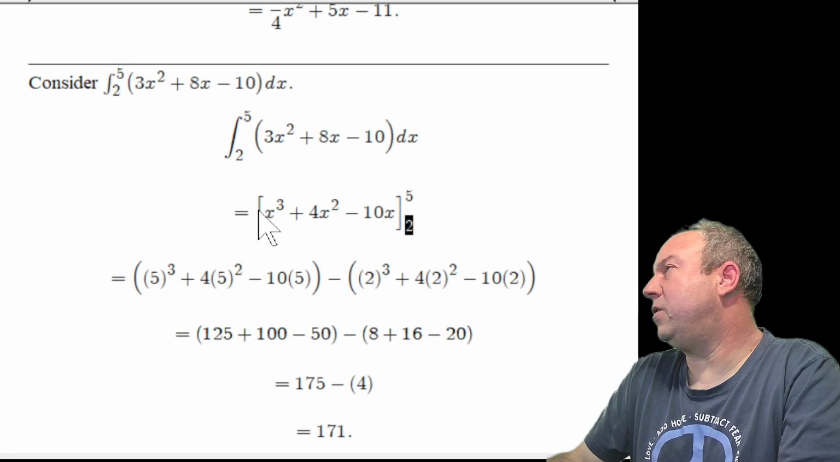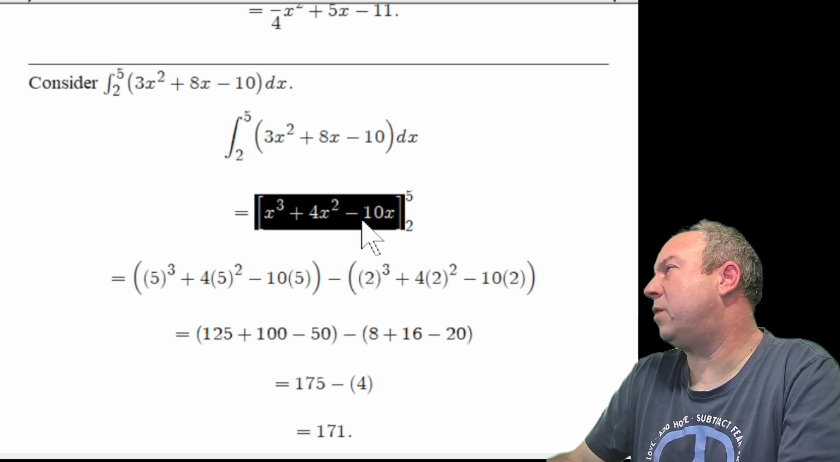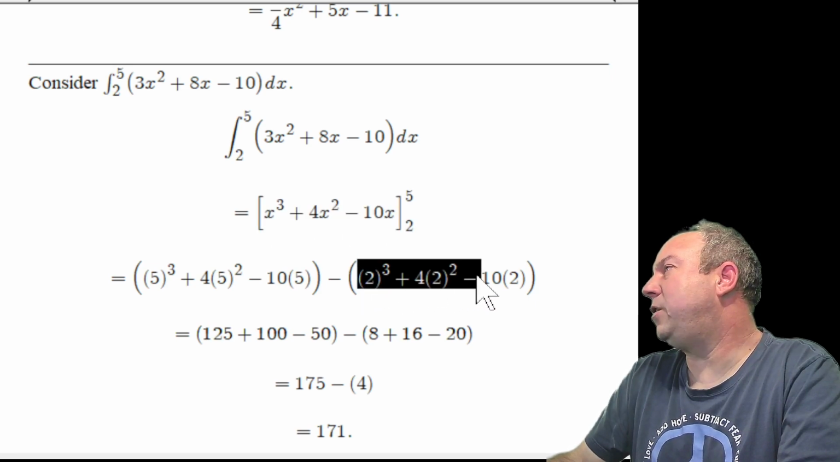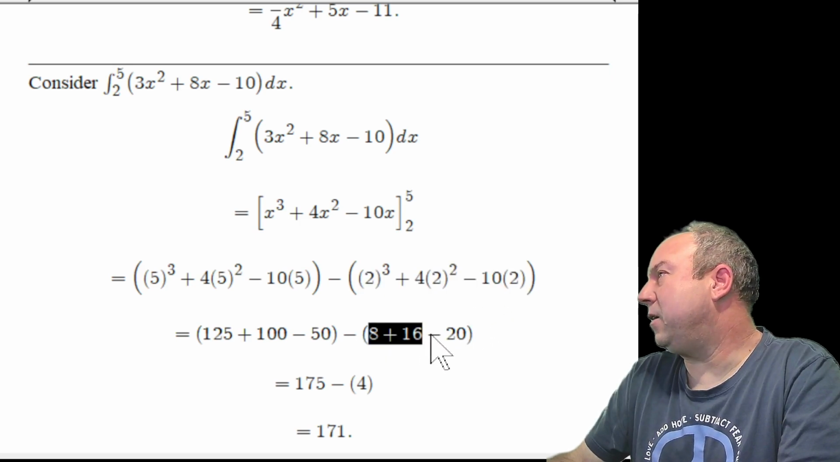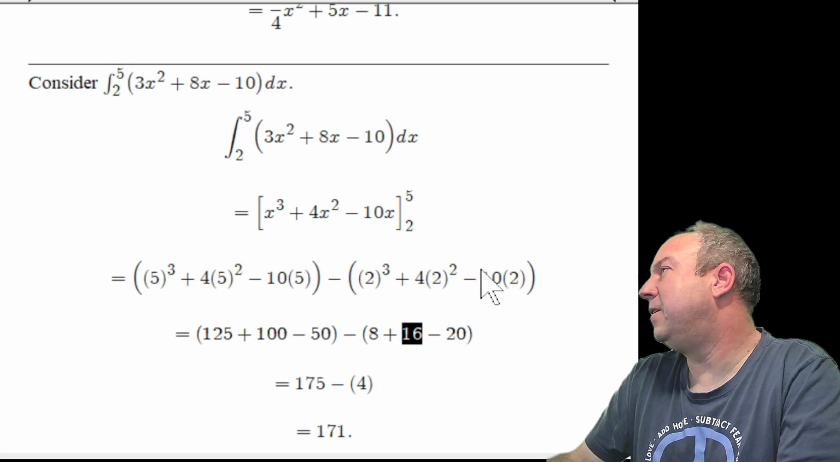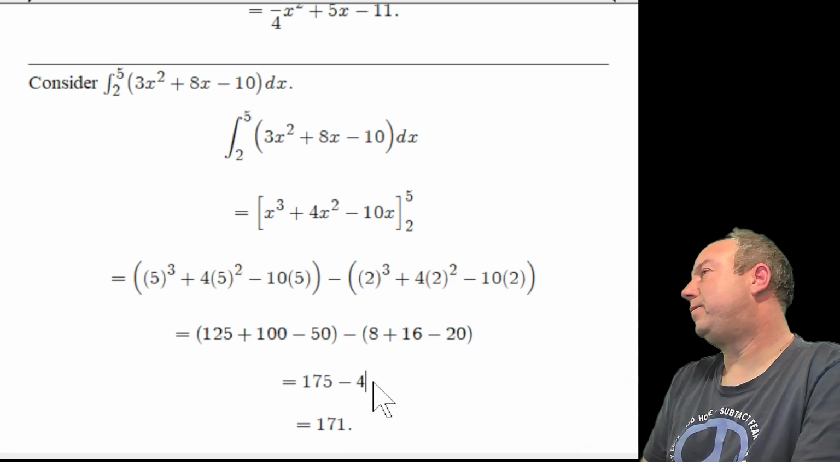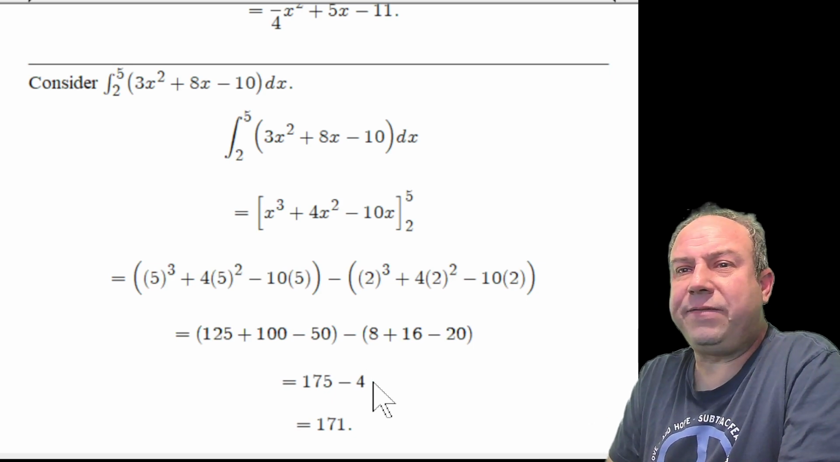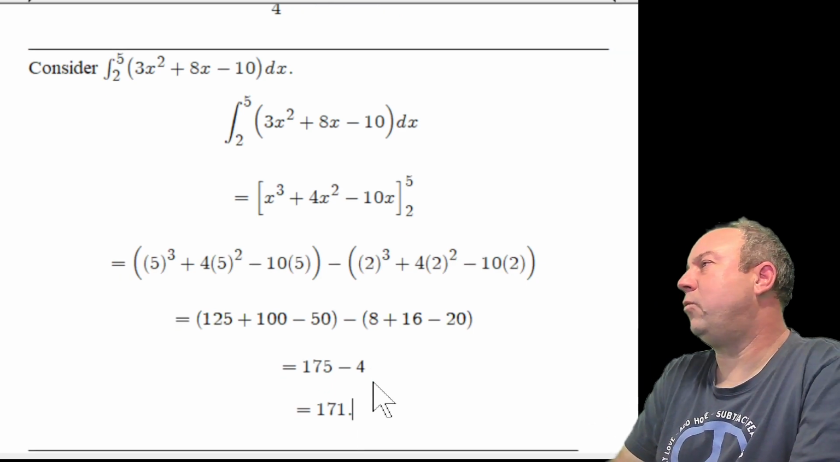If I substitute the 2 into x cubed plus 4x squared minus 10x, I'll have 2 cubed plus 4 times 2 squared minus 10 times 2. 2 cubed is 8. 4 times 2 squared is 4 times 4, which is 16. And 10 times 2 we know is 20. So I'll have here 24 minus 20, that'll leave behind 4. So I'd be subtracting at the end here the value of 4. So what's 175 minus 4? It's 171 in value.